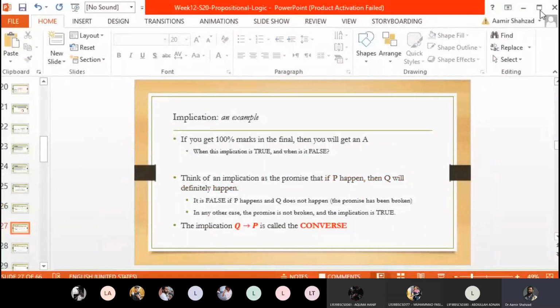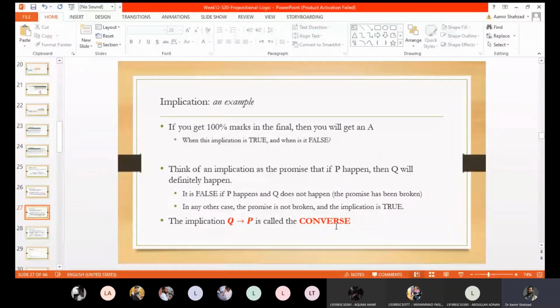So the last thing for today's lecture is something called the converse. The converse is when we turn our implication around. We don't call it the reverse; the word used is converse. So instead of P implies Q, we say Q implies P. What was your result becomes your hypothesis, and what was your hypothesis becomes your result.